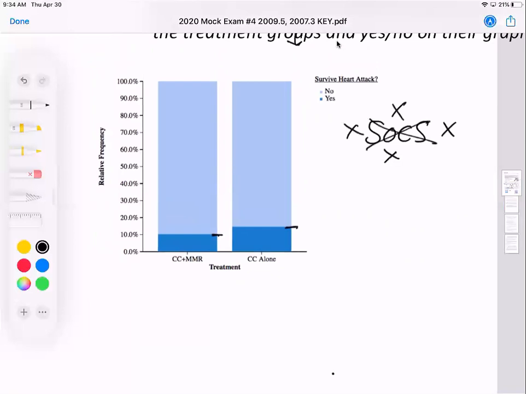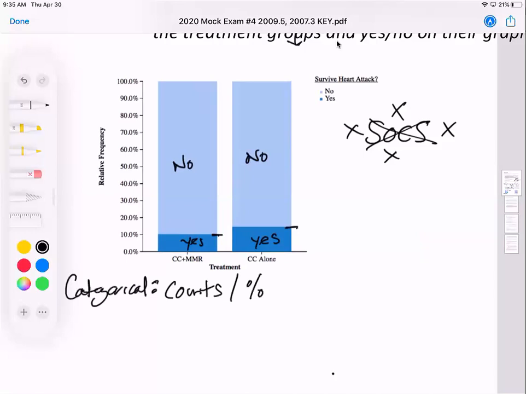You only do means with quantitative data. This is categorical data, right? These are yeses and these are no's. Those are not numbers that you average. Those are numbers that you could count and find a percentage of. So these are counts, and proportions are percentages. That's categorical data. No units.